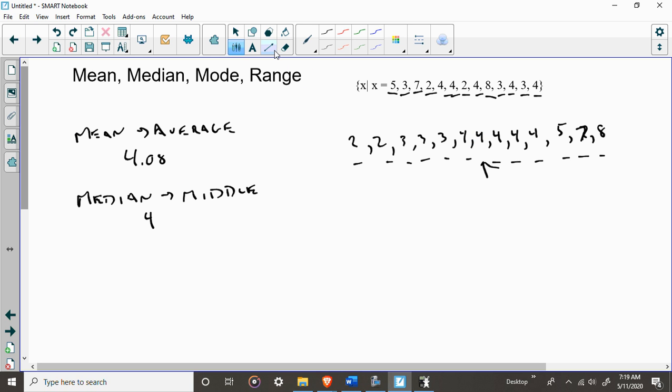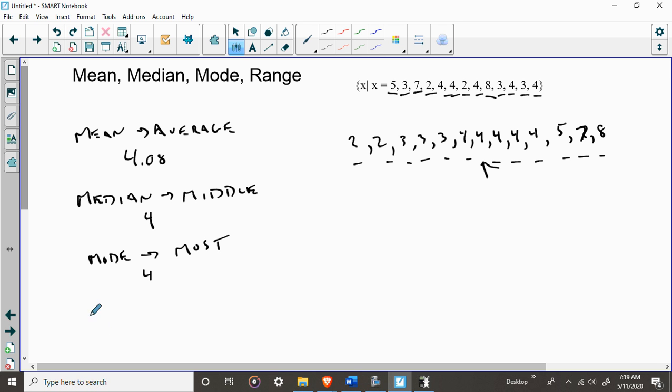All right. Your mode is the number that occurs the most often. It's pretty straightforward. You're looking for the number that occurs the most often. So like here, 4 shows up 1 2 3 4 5 times, right? 3 shows up 3 times, 2 shows up 2 times. So your mode is going to be 4, since it's the most.